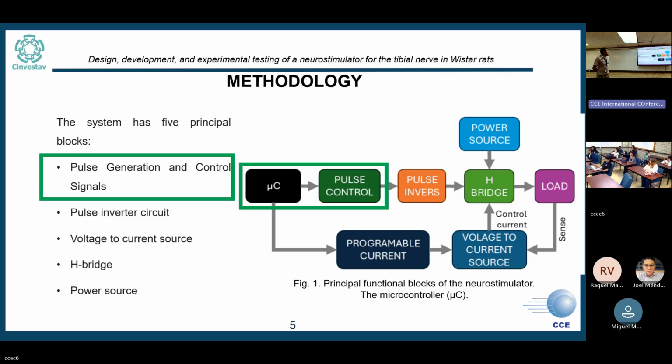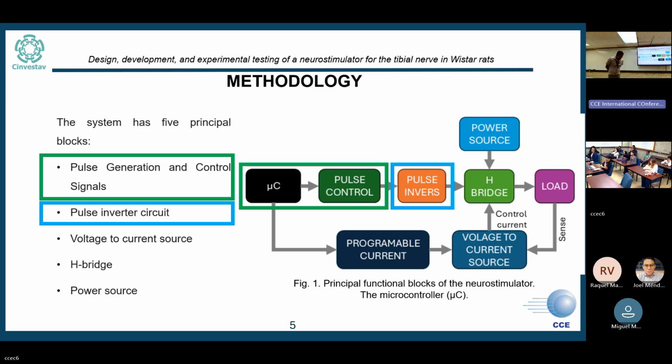The first block is the pulse generation and control signal. In this block, we use a microcontroller to generate the pulse. This pulse serves for the generation of the waveform for the stimulation. Another block is the pulse invert circuit. This circuit is used to invert the pulse. Our device only uses a single power supply, because some devices use a dual power supply to generate negative stimuli or positive stimuli.